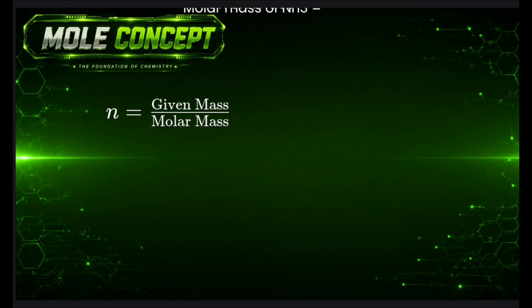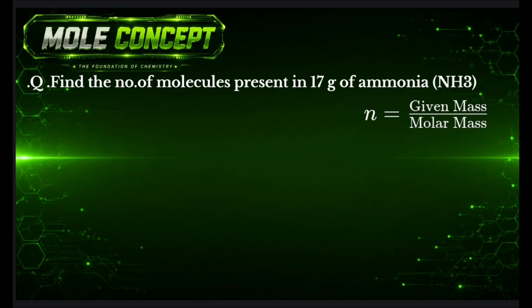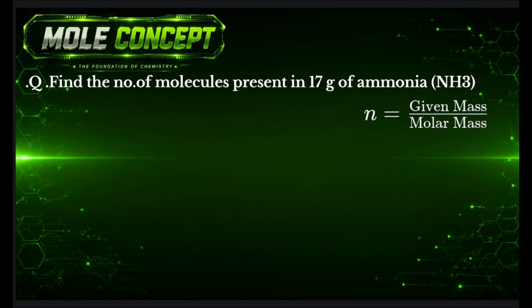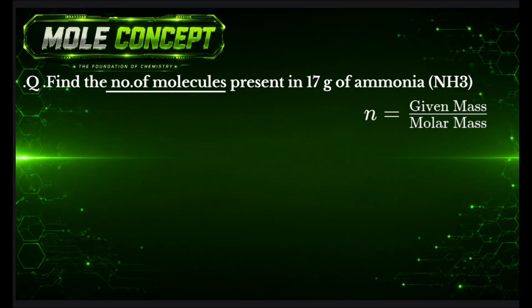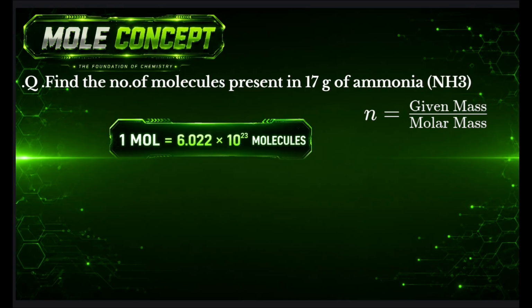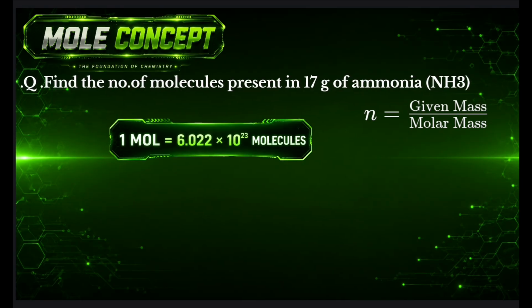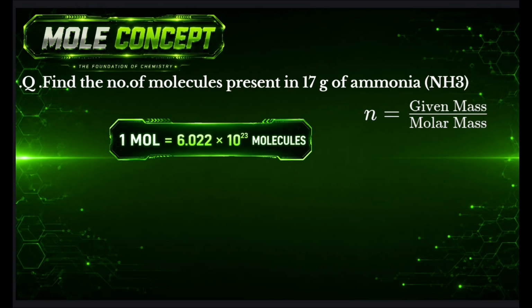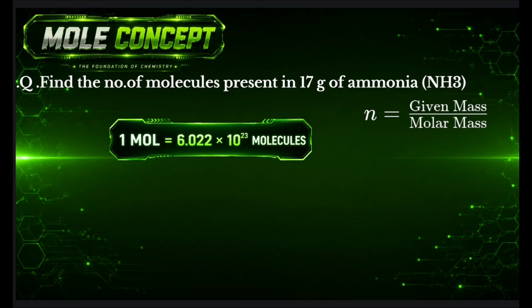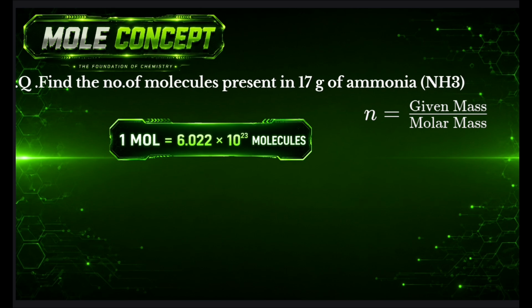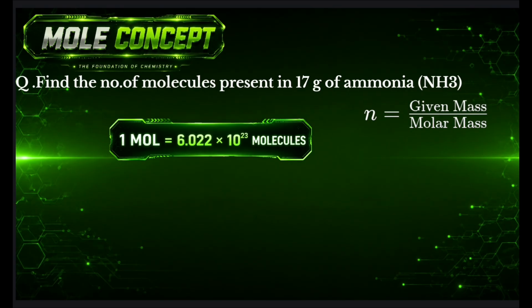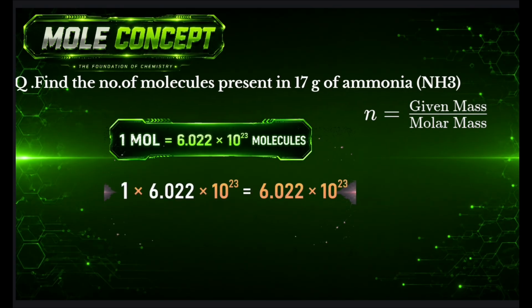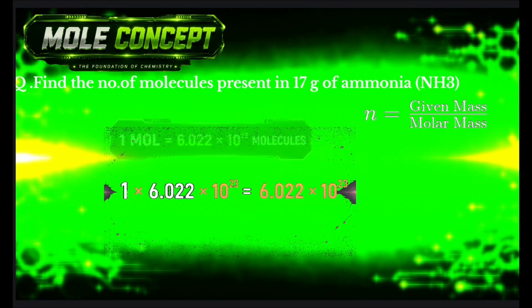If we slightly modify the question and ask, find the number of molecules present in 17 grams of ammonia, then instead of finding moles, we need to find the number of molecules. As we already know, 1 mole equals 6.022 into 10 to the power of 23 molecules. And from the previous question, we found that 17 grams of ammonia is equal to 1 mole. So, simply multiply. 1 times Avogadro number, which is further equal to Avogadro number.